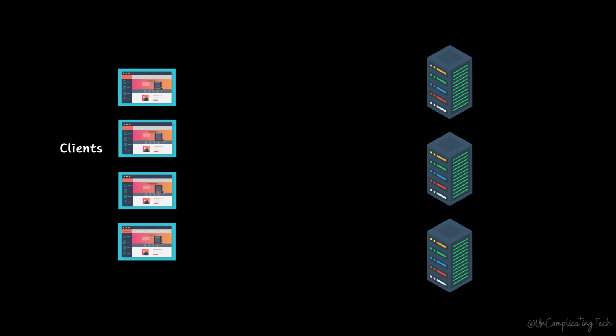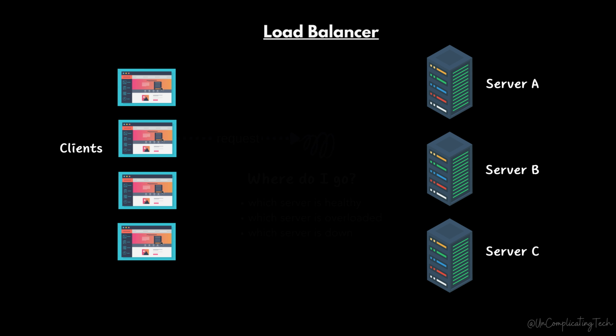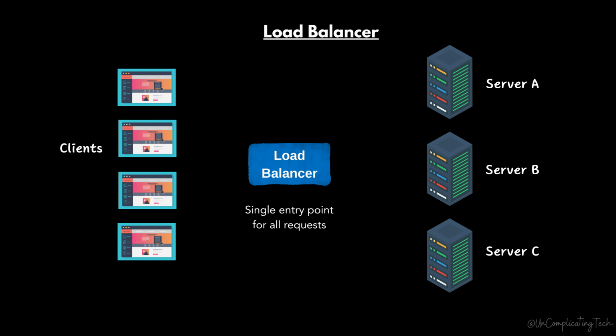When you have multiple servers, clients can't randomly pick one for their requests. They don't know which server is healthy, which server is overloaded, and which server is down. Clients don't know how many servers exist. They send every request to a single entry point. That entry point is called a load balancer.